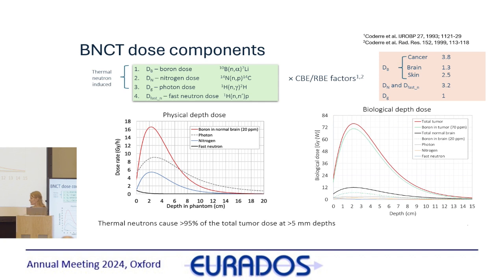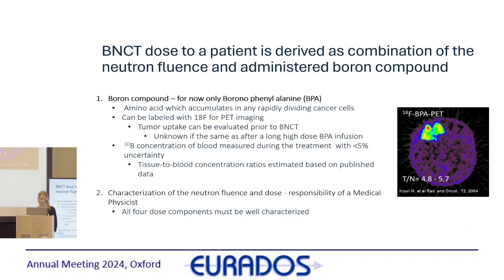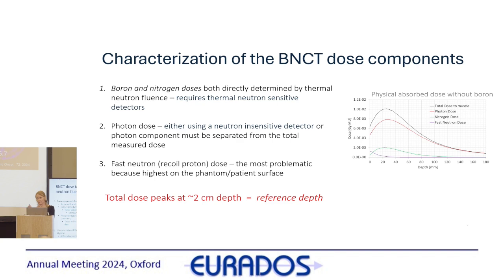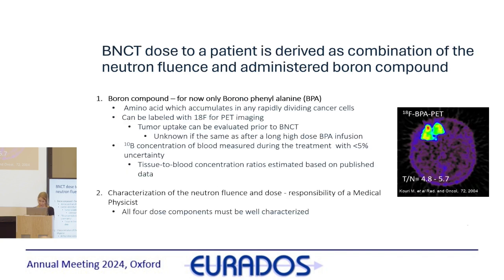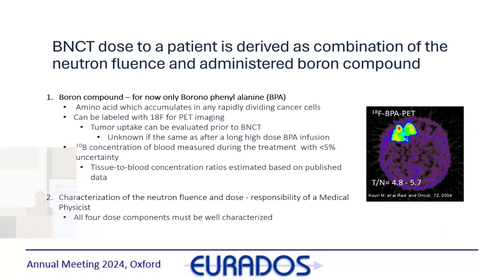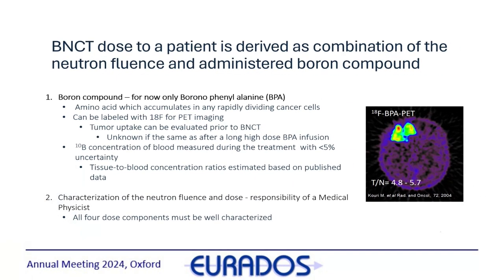And thermal neutron dose components, they cause 95% of the tumor dose after we go 5 millimeters deep in the tissue. Because we use epithermal neutrons, there is not that much dose within the first 1 centimeter or so. So if we treat superficial tumors, we use bolus to first thermalize neutrons. BNCT dose to patients is derived as a combination of the neutron fluence and administered boron compound.